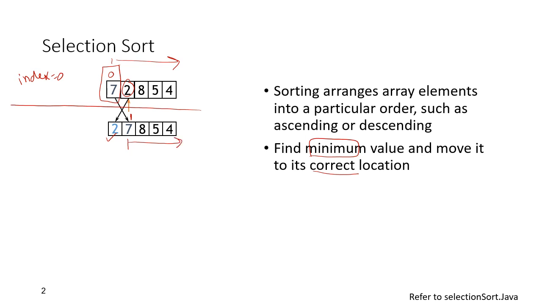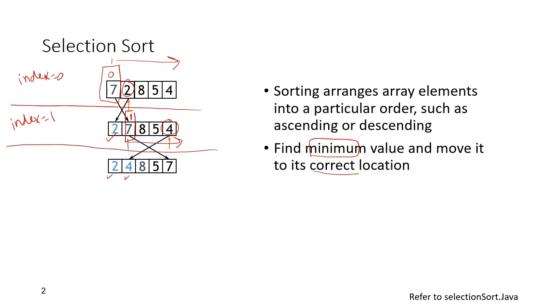Our second step now is to go to location 1 and do the same thing. Now we are looking at index 1, and in this location we have to find which one is the minimum in the remaining array, and then move it to location 1. When you search now, starting with 7, 8, 5, and 4, you will find 4 is the minimum. So you move 4 to location 1. So we have 2 and 4, they are in the correct order.